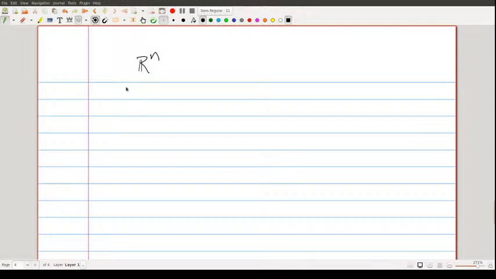So in Rn, we have the left side of the image where we've not only established that this is the row space and this is the null space. Remember, the row space is just simply the column space of A transpose, and the null space is just null of A.